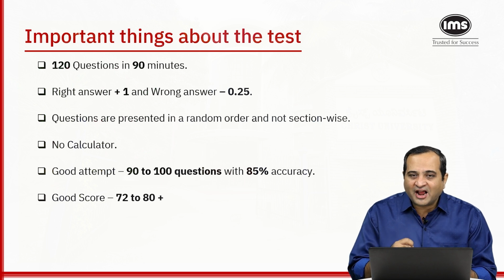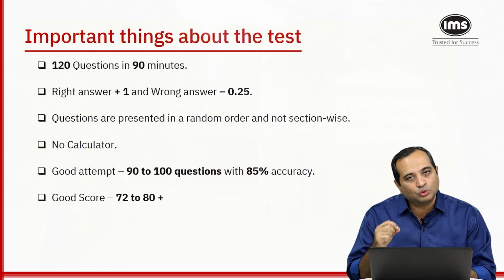Every right answer will fetch you 1 mark and for every wrong answer you will get minus 0.25.